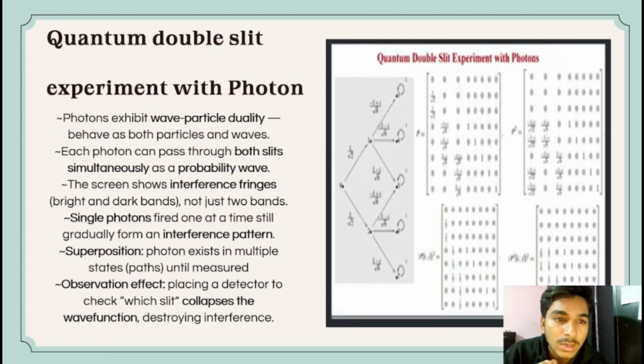Now we are going to learn about the quantum double slit experiment with photons. It is similar, but not that similar to the classical bullet experiment. Here, we take photons. Photons exhibit wave-particle duality, behaving as both particle and wave. Each photon can pass through both slits simultaneously as probability waves. The screen shows interference fringes, bright and dark bands.